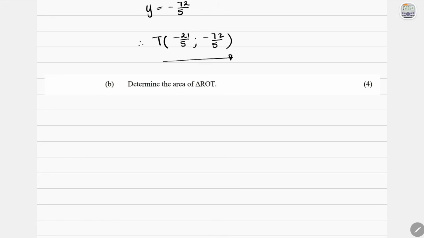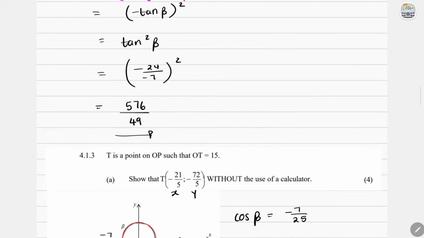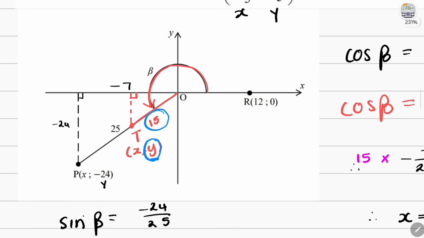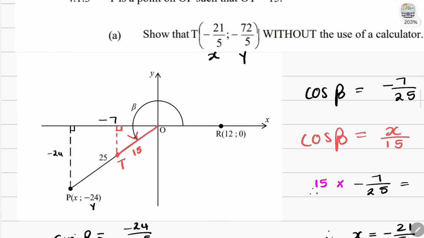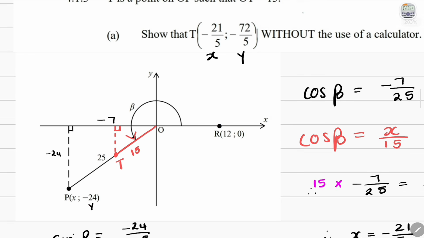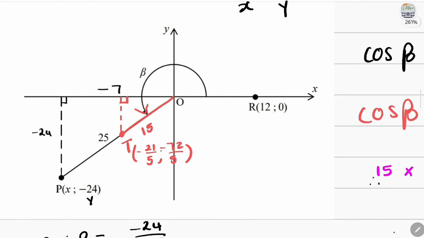And then B says, determine the area of triangle ROT. So that is using this new point T that we have. How do we find this area? Remember that we just found T, and I'm just going to put that down here. So ROT, this triangle, is what they're referring to. So this triangle over here, we need to find the area of this triangle.